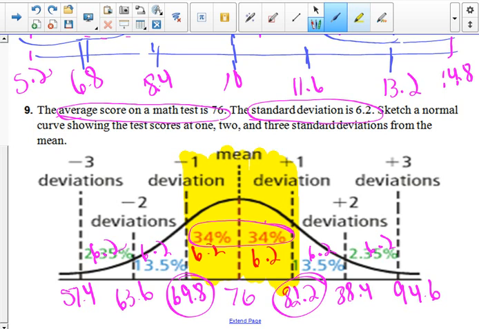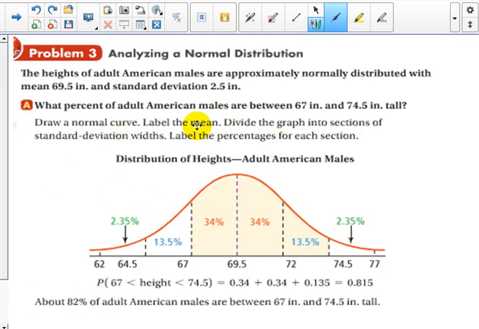And if you wanted to know how many fall between 88.4 and 63.6, then you would say, well, it's going to be 3.5 plus 3.5 plus 68, or 7 plus 68. So it'd be 75%. Right? Does everybody see how to use these charts? It basically brings us right to our next problem.